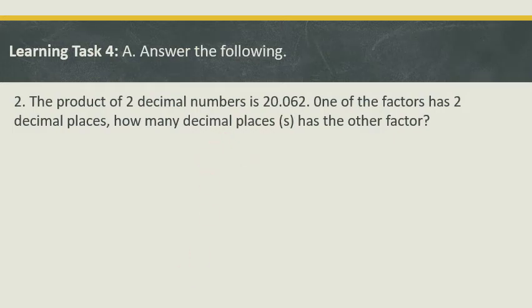Ilan ba ang decimal places nitong sagot? We have 1, 2, 3. Kung 3 ang decimal places ng sagot, tapos yung isang number daw na pinagmultiply ay dalawa yung decimal places, ilan yung decimal places nung isa para makuha yung 3? Ibig sabihin yung isa ay meron lang 1 decimal place, kasi 2 plus 1 is 3.